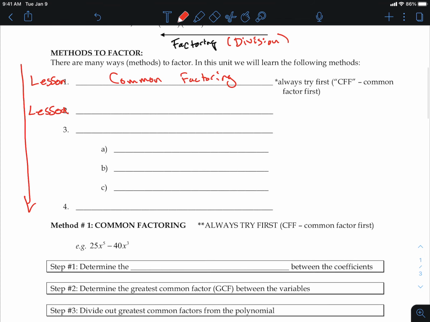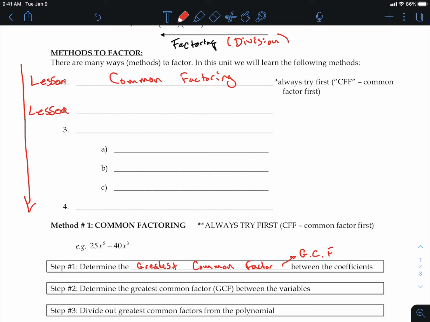So we are after what's called the greatest common factor. That's what's going to be in step 1. You're going to determine the greatest common factor, which we denote as GCF. You'll see that all over the place.